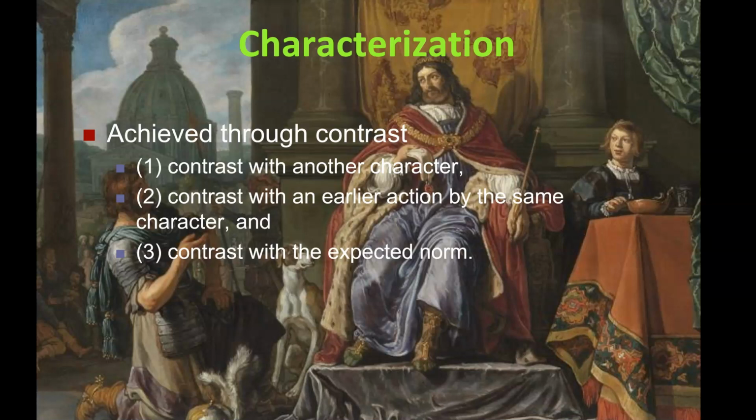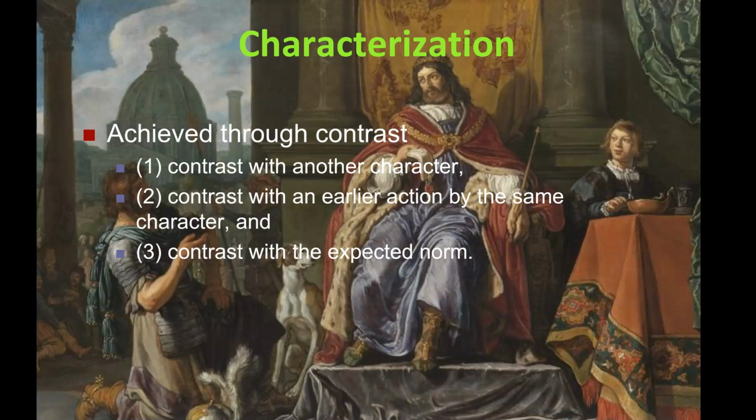Finally, characterization is achieved through contrast. Within narrative, there are 3 types of contrast. First, contrast with another character. Second, contrast with an earlier action by the same character. And finally, third, contrast with the expected norm.